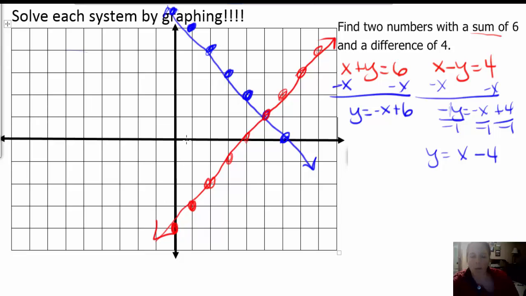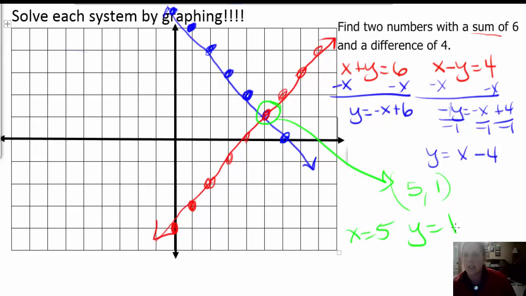Okay, so again, where's my point? It's right here where they cross. So 1, 2, 3, 4, 5 would be your x, and 1 would be your y. So x equals 5, y equals 1. Okay, the sum is 6, the difference is 4. Yes, you could have done that, but if they were harder, it helps to be able to graph them and see where they cross.